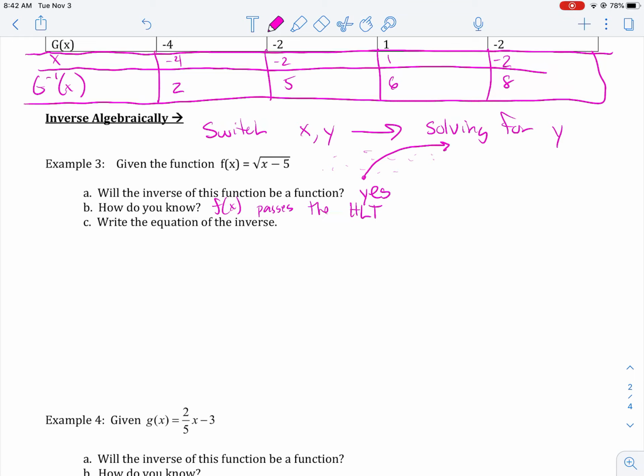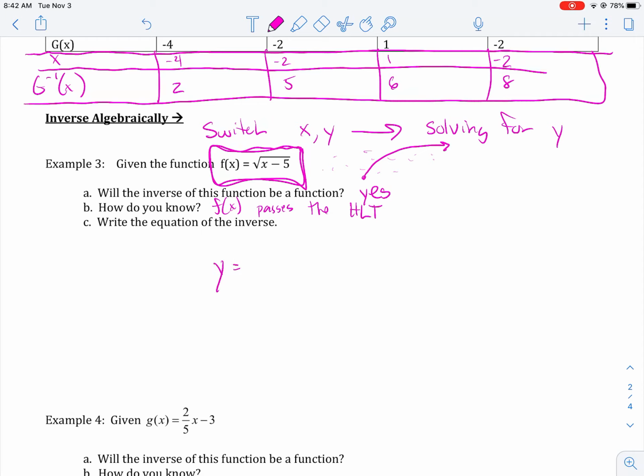Or you could just take this function and do what? Plug it into your calculator and check to see if you have any repeating y values. I just know what this graph looks like, and so that's why I kind of jumped ahead here. But if you don't know what it looks like, plug this in your calculator and find out. All right? So write the inverse of this function.